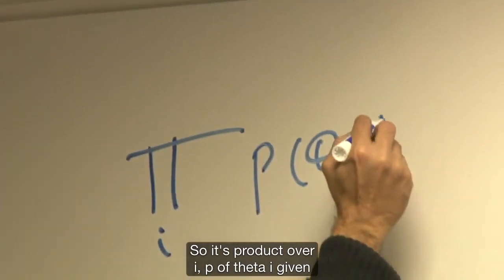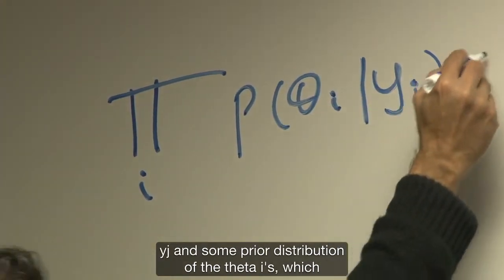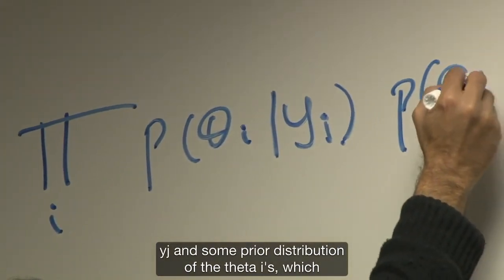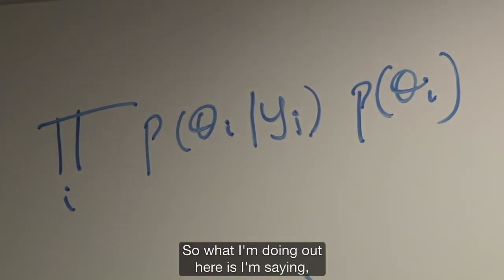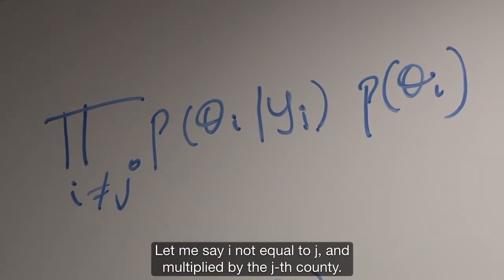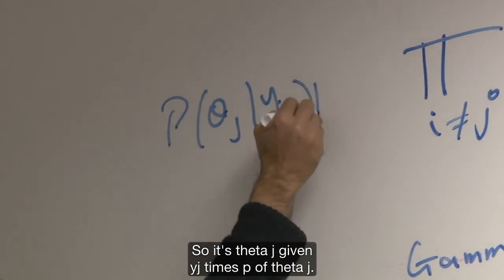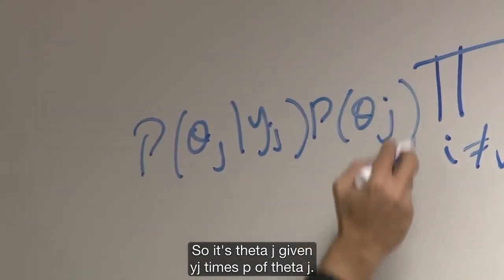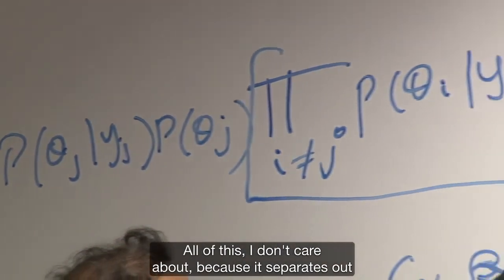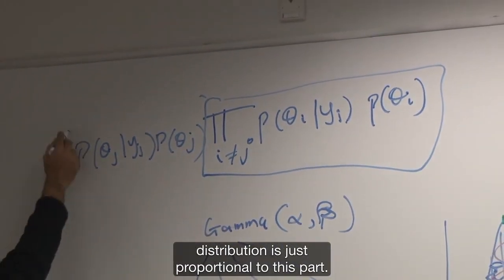And the marginalization basically says that the posterior distribution is, for all of these, the product over i of p of theta i given yj, and some prior distribution of the theta i's, right? Which is this gamma distribution. So what I'm doing out here is I'm saying, well, let me just split it out. Let me say i not equal to j and multiply it by the jth county. So that's theta j given yj times p of theta j. All of this I don't care about because it separates out so nicely. So that's what I'm going to say, that this posterior distribution is just proportional to this part.